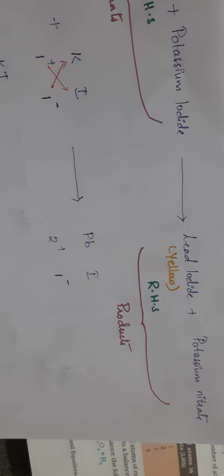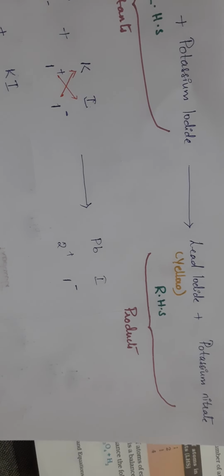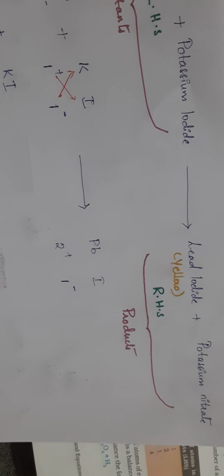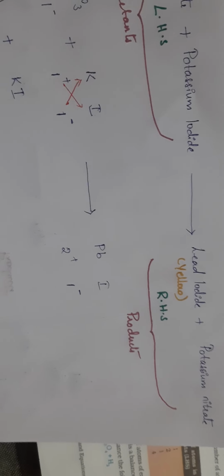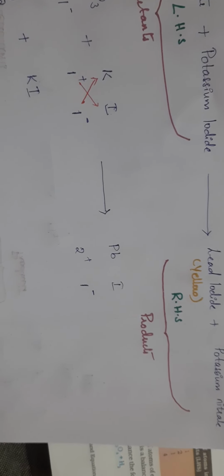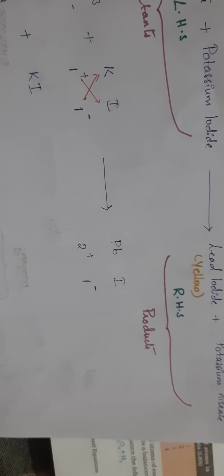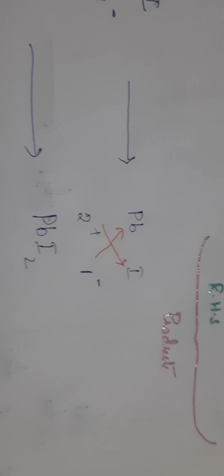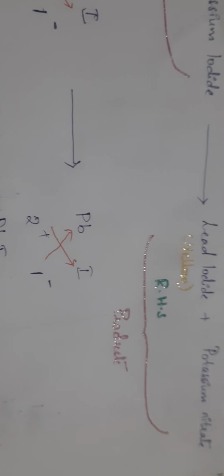So here, lead iodide, which is a yellow precipitate. Lead's symbol is Pb, plumbum, and the iodine symbol is I. Lead has 2 plus as its valency or charge, and iodine has 1 minus as its charge. So when we interchange the valencies, we get the chemical formula of lead iodide as PbI2.